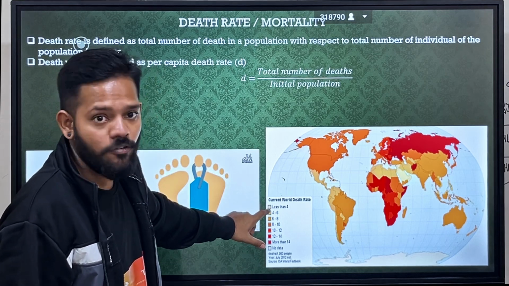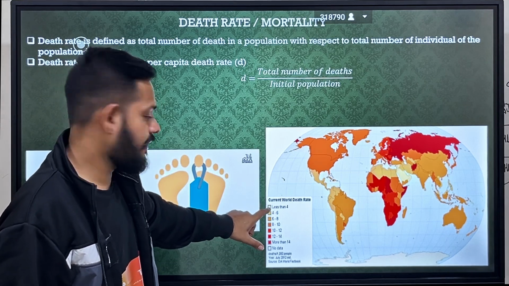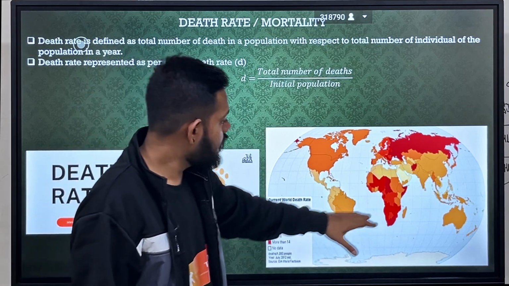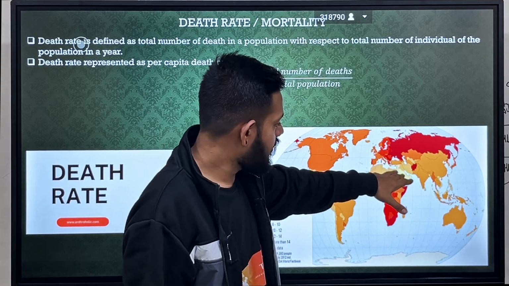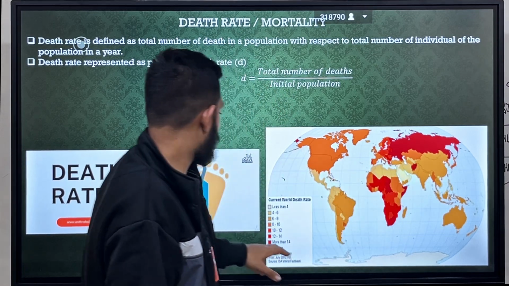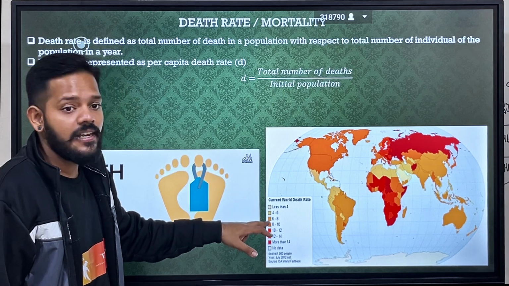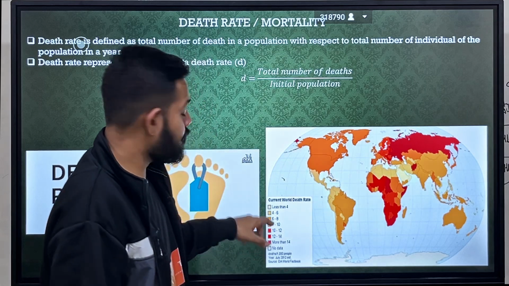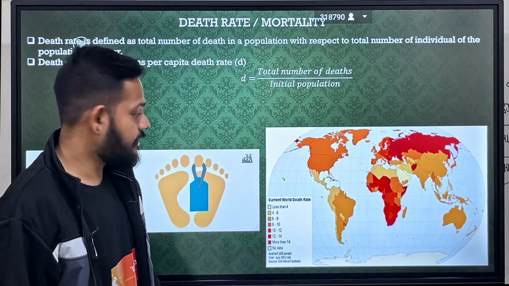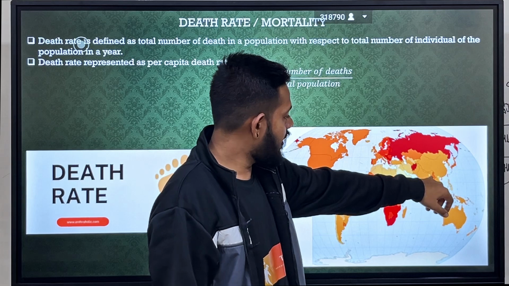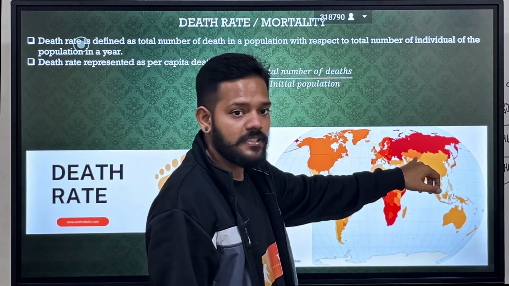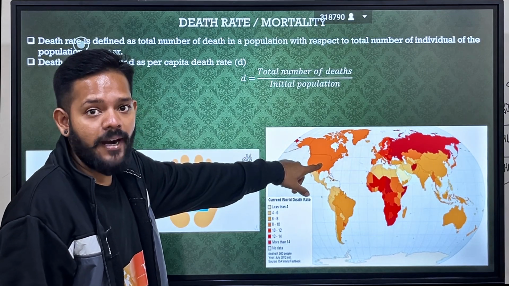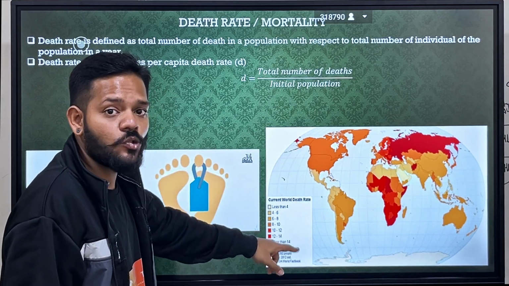The light yellow, lemon yellow one is less than 4%. Then that clay color is 4 to 6%, in which countries like Egypt are coming. Next, 6 to 8%, light orange color, in which our India is coming. Next is the proper orange color, 8 to 10%, in which the Myanmar region is coming, some parts of Europe, Australia, and the USA. Next one is 10 to 12%.